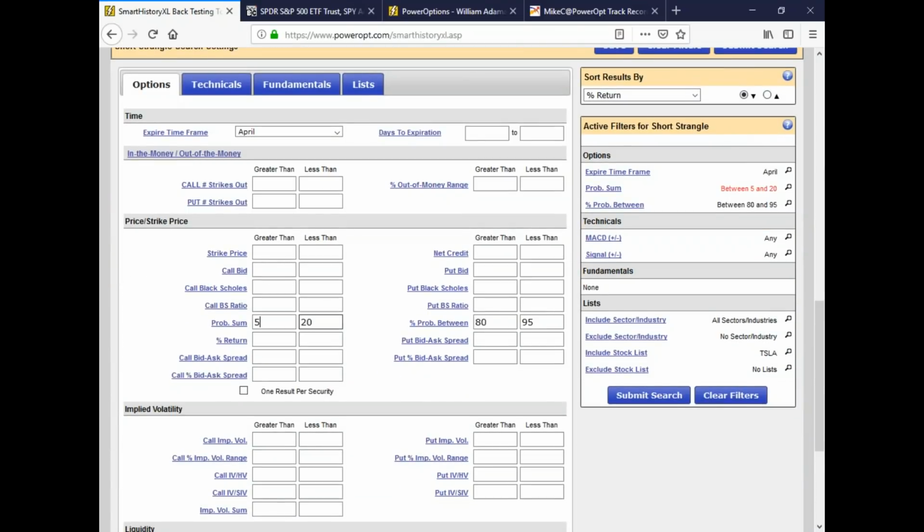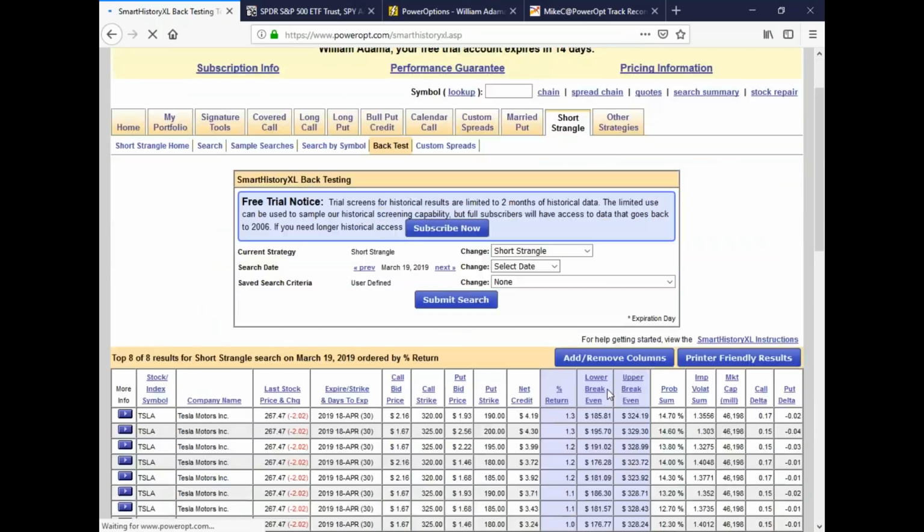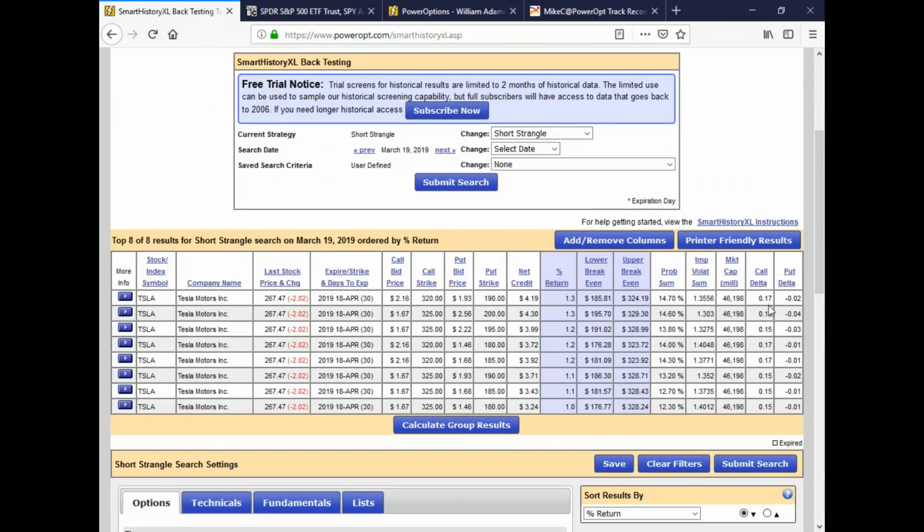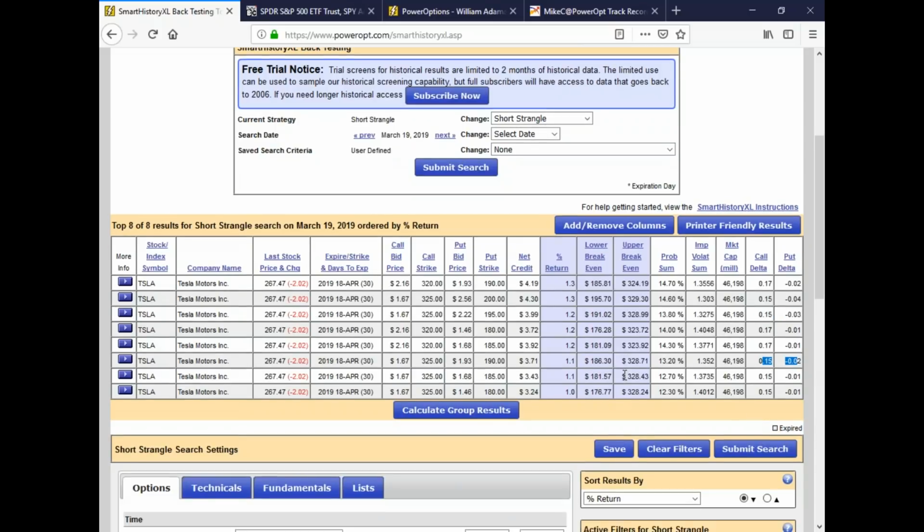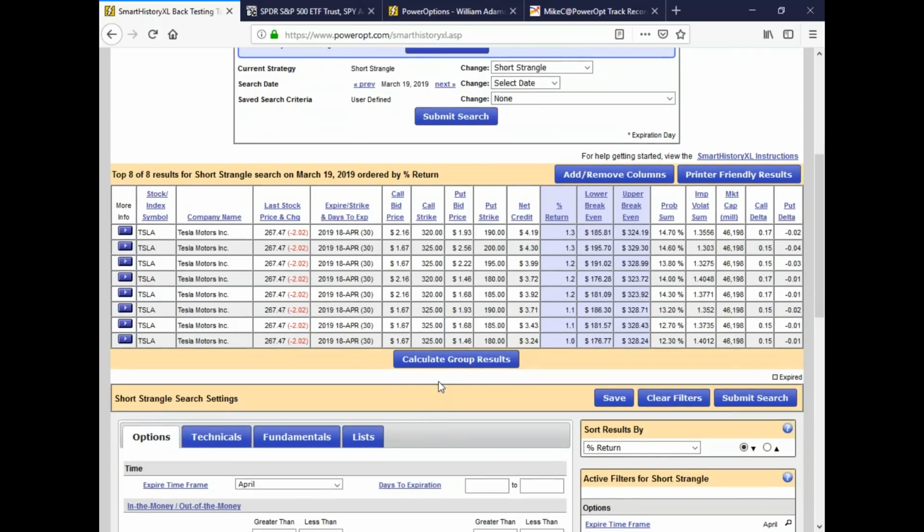Let's go back to 5 to 20 and 85 to 95. So I'm just playing with numbers. Let's just try to get back to where we were. See if we can get it where we need it to be. Yep, closer. 19, 19, 18, 17. Closer, 16s. All right, 8 results. Let's do it. Calculate those group results real quick. So you had 100% success rate, average around 0.7% from February to March.